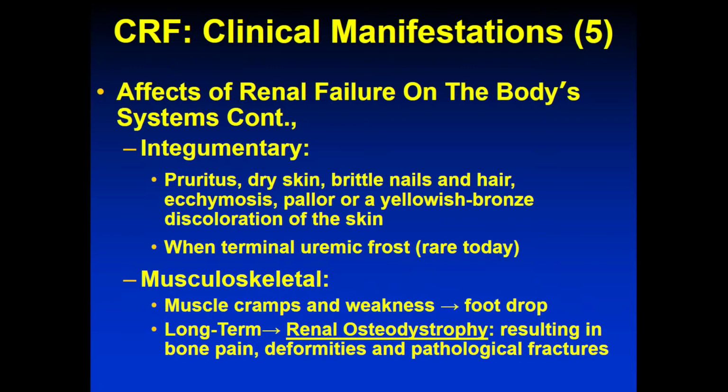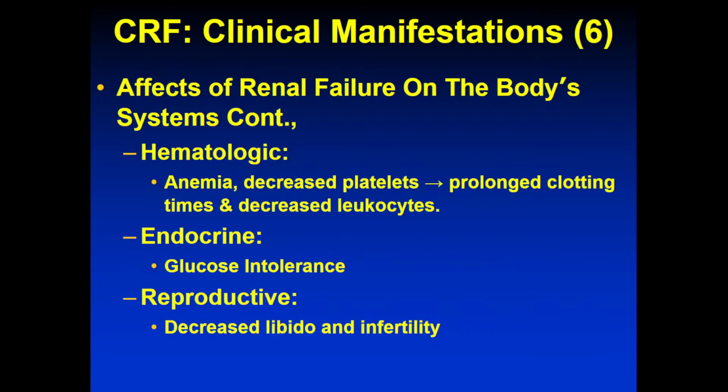The next, musculoskeletal: muscle cramps and weakness with foot drop. Long-term, renal osteodystrophy resulting in bone pain, deformities, and pathological fractures. The next, hematological signs, with the development of anemia, a decreased level of platelets, which leads to prolonged clotting times, and decreased leukocytes. Endocrine, with glucose intolerance; reproductive, decreased libido and infertility.